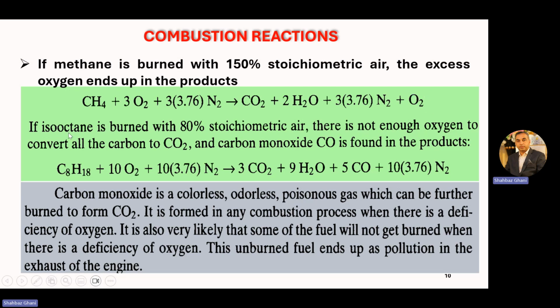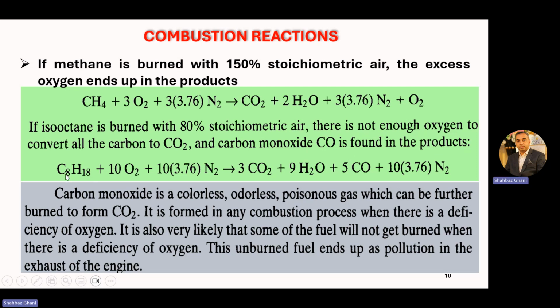Okay. If isooctane is burned with 80% stoichiometric air, meaning deficient by 20%, so instead of 100%, the ideal amount of air, we are using 80% of the stoichiometric, the theoretical air. So it is deficient by 20% air. There will not be enough oxygen to convert all the carbon to carbon dioxide, and carbon monoxide is formed in the products. Let's see how this forms.